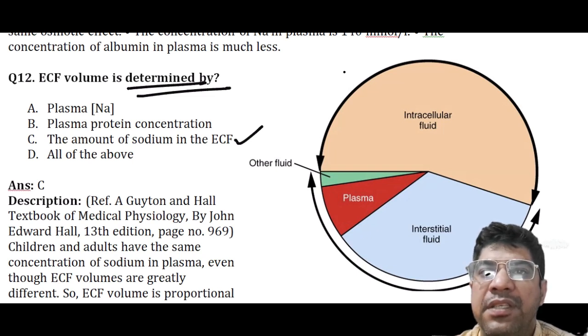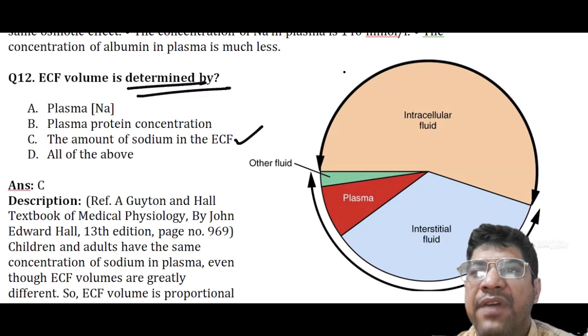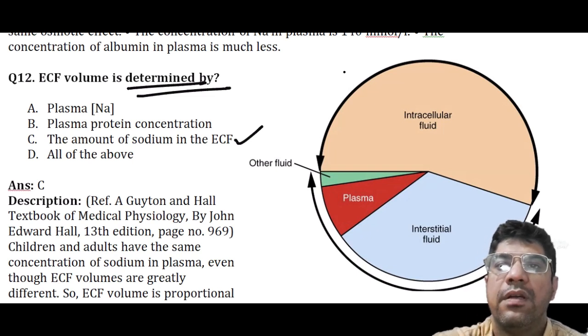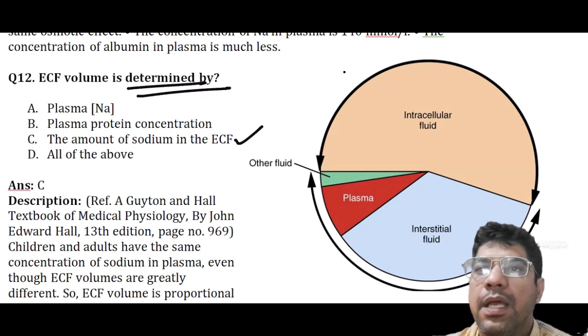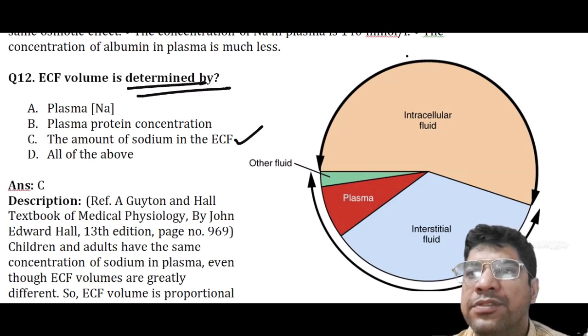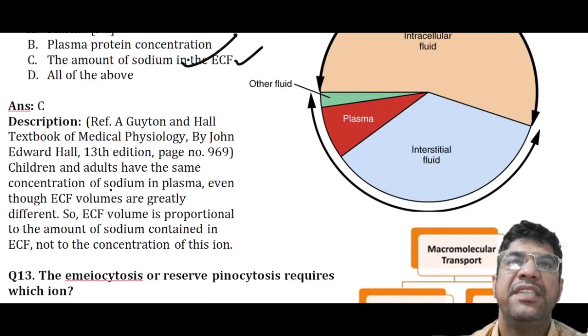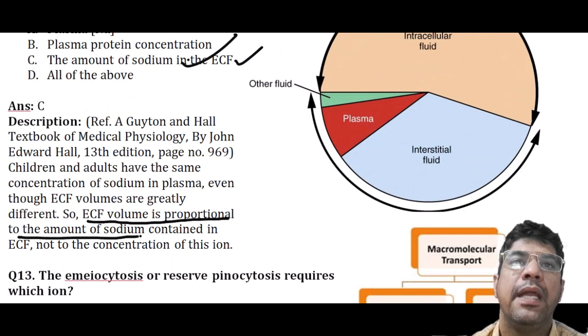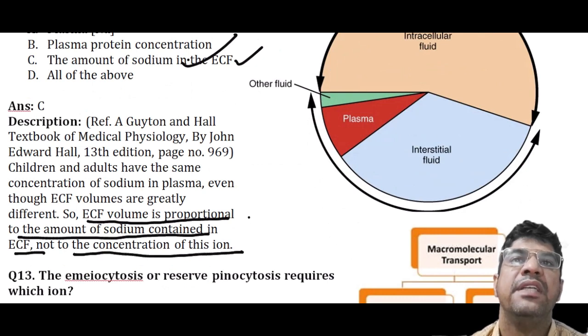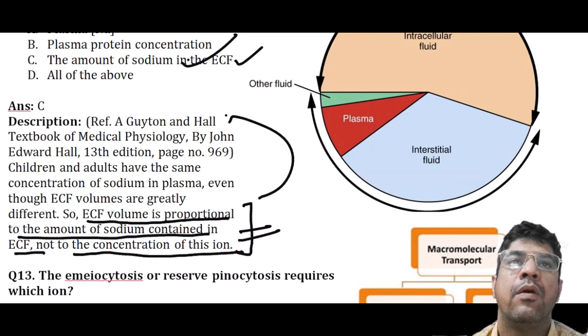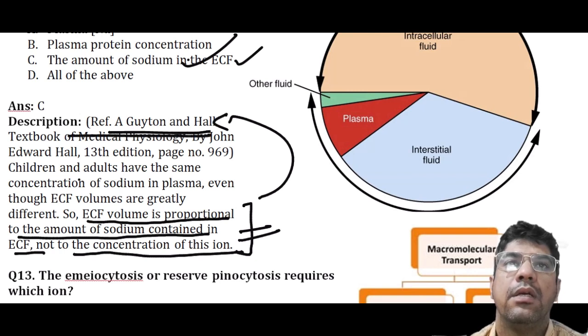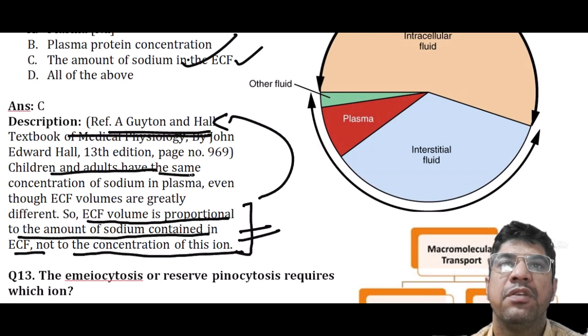The concentration of the plasma is not the primary factor that determines how much ECF you have. The more sodium you have in the body, the more the ECF volume. So ECF volume is proportional to the amount of sodium contained in the ECF and not to the concentration of these ions, as per Guyton and Hall. Children and adults have the same concentration of sodium in plasma even though ECF volumes are greatly different.